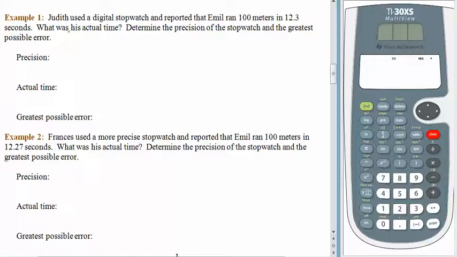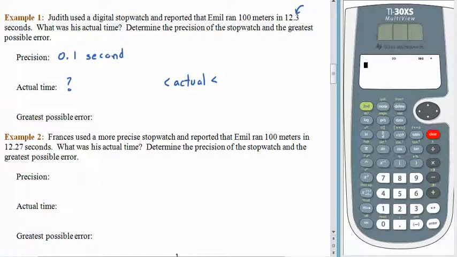What is this stopwatch doing? Well, right here is the far right digit in the tenths place. So the precision of this instrument is the nearest tenth of a second. That's the smallest difference that the stopwatch can register. What was Emil's actual time? Well, we don't know. What we do know is the bounds on it.